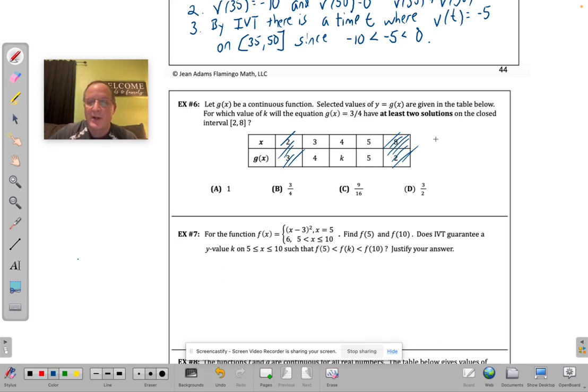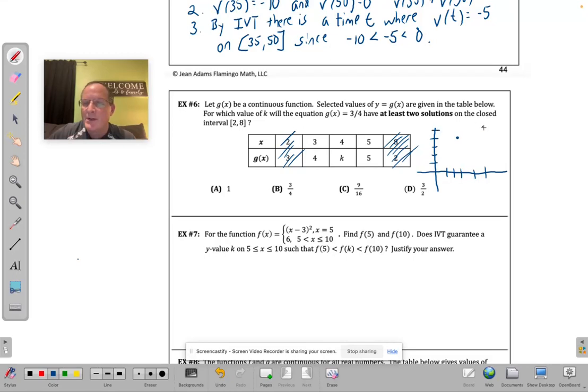Let me show you what I'm talking about. So say we're traveling here. We've got 3 and 5: 1, 2, 3, 4, 5. At 3 we're at 4, and then at 5 we're at 5. All right, so we're here.